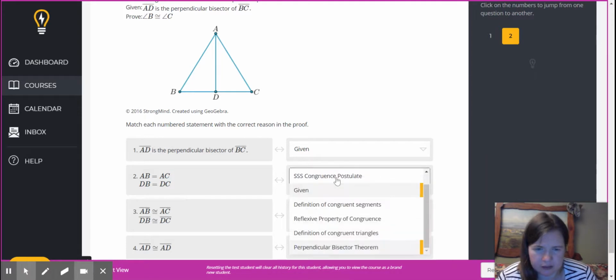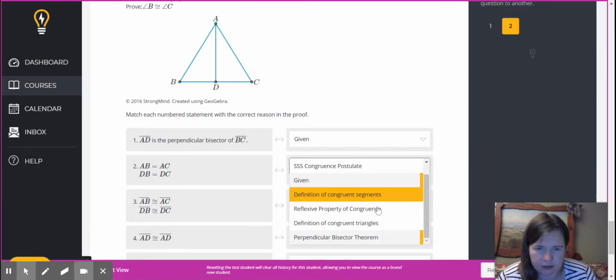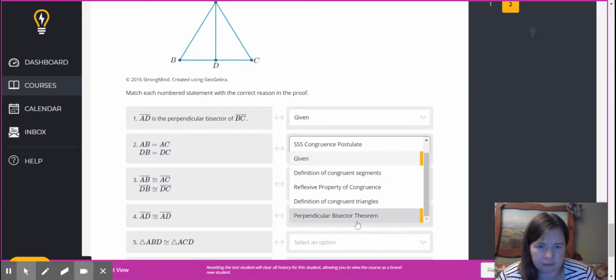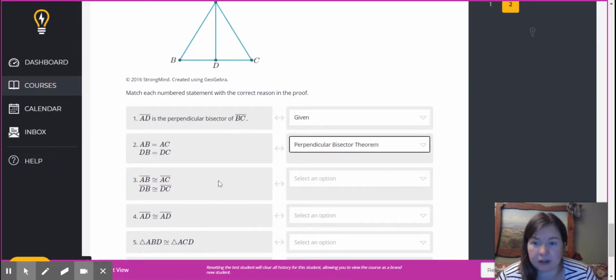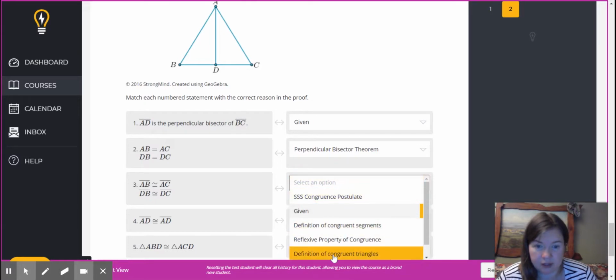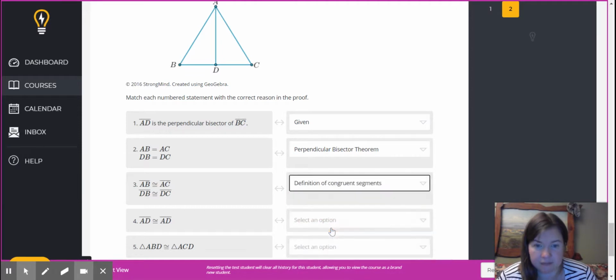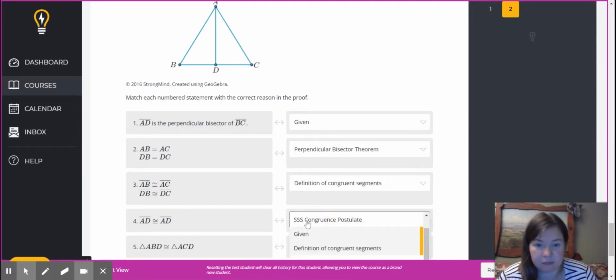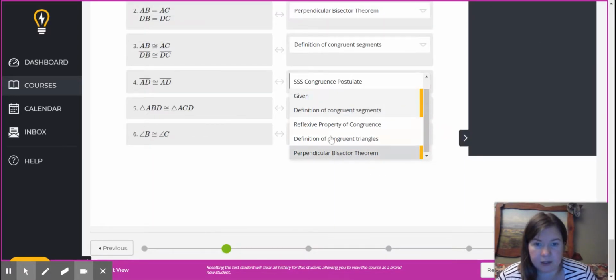Is that correct? Definition. Yep, I'd have to do that. Then AB is congruent to AC. That's definition of congruence, not triangles, just definition of congruence of segments. Okay, and then AD would have to be congruent to itself. That's the reflexive property.